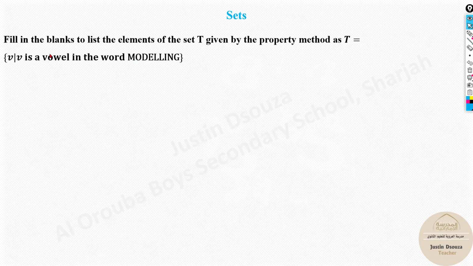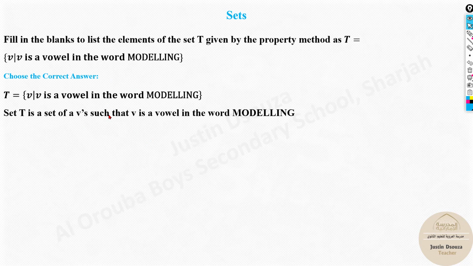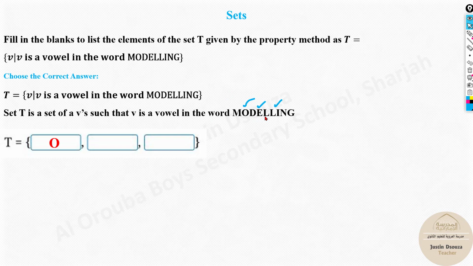Now what is V over here? V is vowels in the word modeling. So now how do we write it? Now vowels are A, E, I, O, U. So just check the vowels over here. O is a vowel, E and I. So all the others are consonants. So now O, E and I are the correct answers.